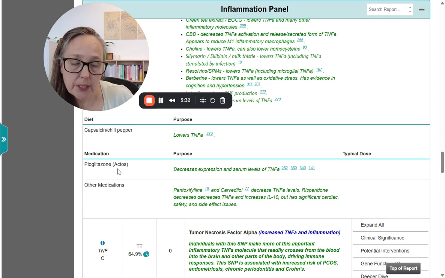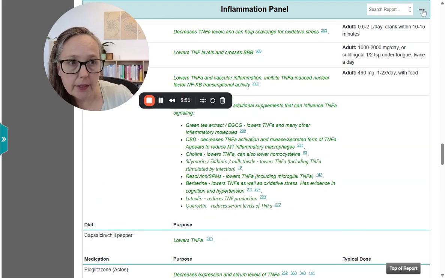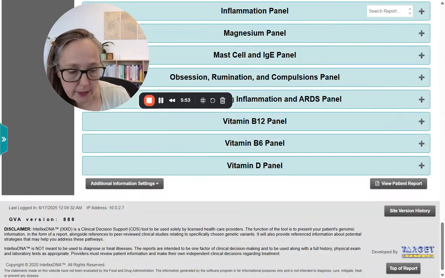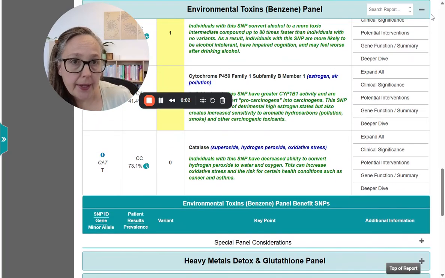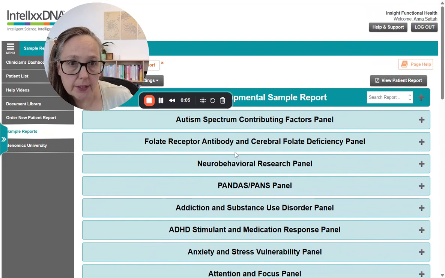And then there are some potential prescription medications. So pioglitazone, which is an anti-diabetic medication, can at times be used. And so you get all sorts of research, and there are references along all of these to say, well, where did these recommendations come from? And I just want to show you a handful of these, because in this patient, that inflammatory gene was pretty unusual. She also had a gene called TRIM33, and that's up in the autism panel.